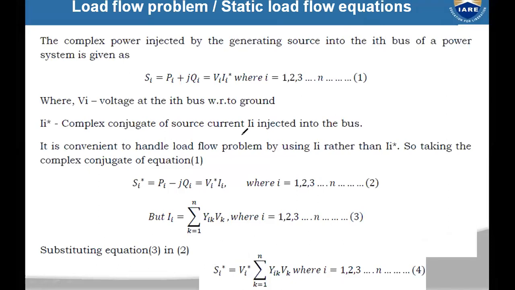Suppose you take bus i, and this bus i is connected to a generator and to a load. Now what is the injected power? Earlier we called it Pk, where k is the bus number. As I am now considering the ith bus instead of the kth bus, you will get Pi and Qi. Pi and Qi are the injected active power and injected reactive power at the ith bus.